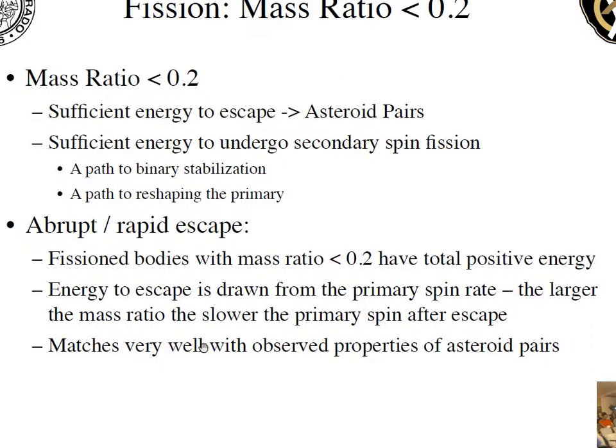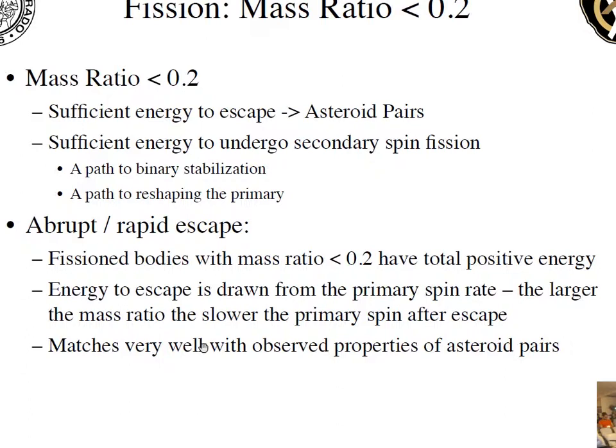So one of the outcomes that we have is this abrupt or rapid escape. And by abrupt and rapid, I mean within a year or two. So they have total positive energy, and as I just said, the energy to escape is drawn from the primary spin rate, because that's the largest repository of energy in the system. And in fact, the larger the mass ratio, the slower the primary spin should be after escape.